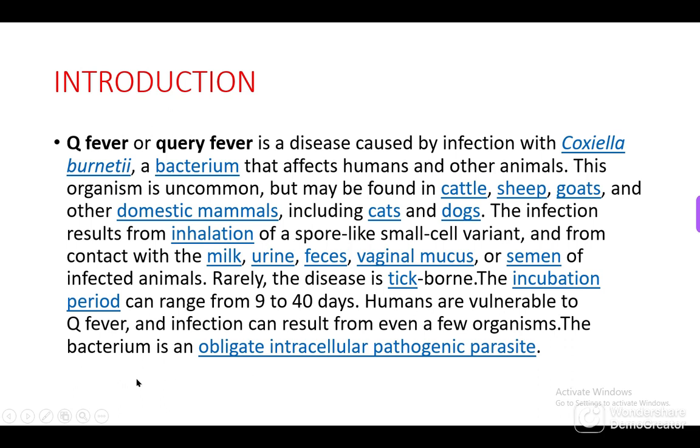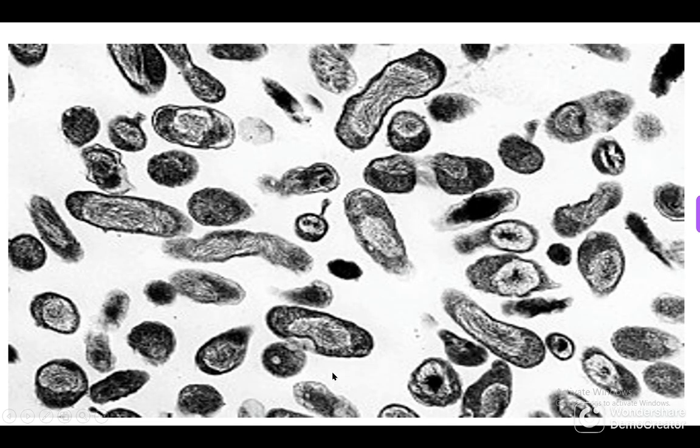The bacterium is again the same as previously told, an obligate intracellular pathogenic parasite. It grows inside the cells, completing its cycle and becoming pathogenic. And this is a gram-negative organism. You see, this is a very short bacillus. Some are in the form of cocci, which develop into bacilli. This is the high power microscope view you are watching.